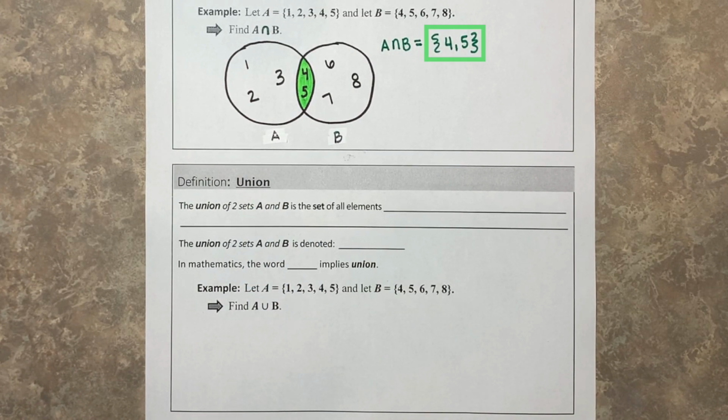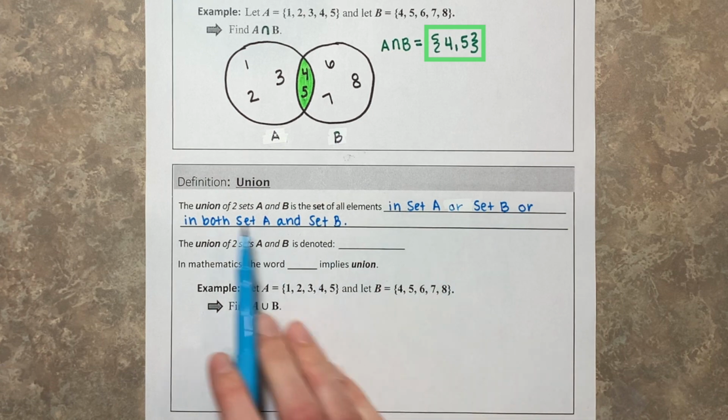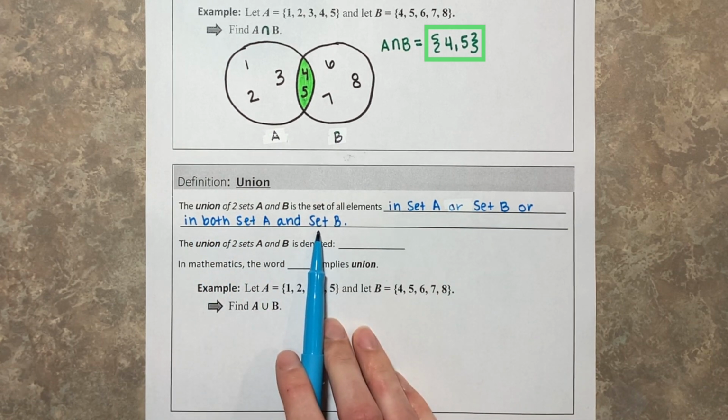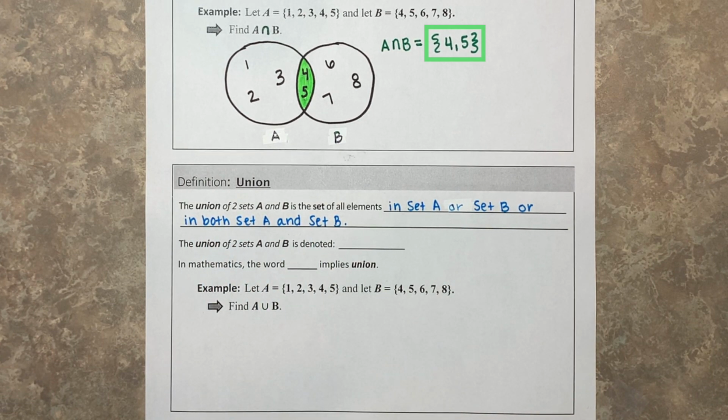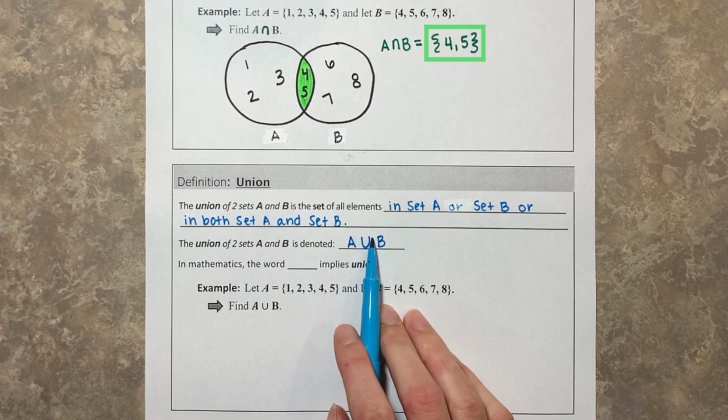Next, let's define the union. The union of two sets A and B is the set of all elements in set A or set B or in both sets A and B. The union of two sets A and B is denoted using this symbol here. It looks like a U for union.